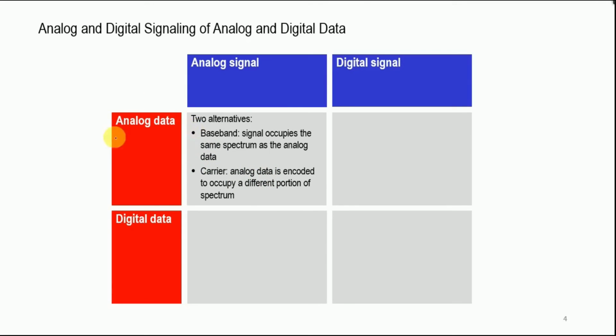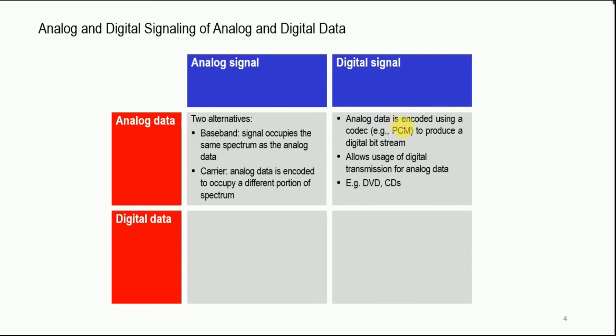Similarly, if you have an analog data and you want to send it by means of digital signaling, what you can do is make use of pulse code modulation, right? By codec we mean coder and decoder. So we can use pulse code modulation, a thing that we would also look into in the forthcoming content, right? Moreover, this allows usage of digital transmission for analog data.